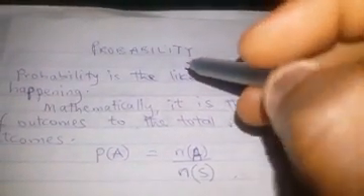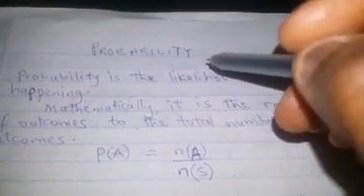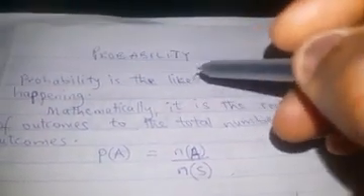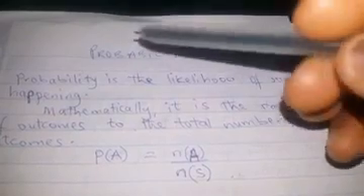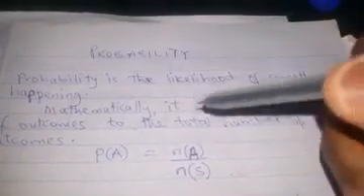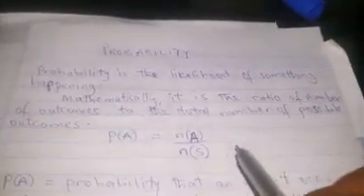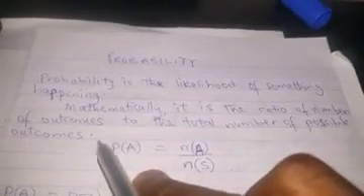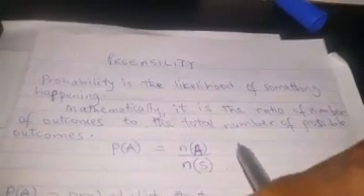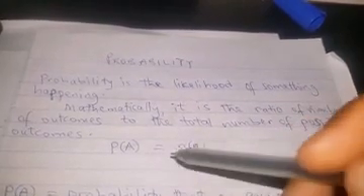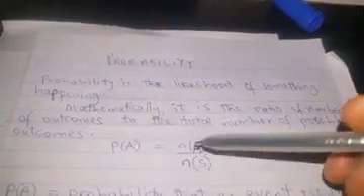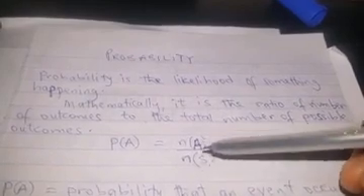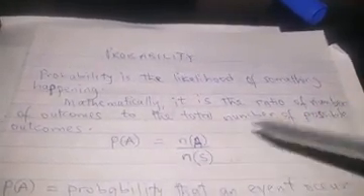In this very video, we are going to be looking at probability in preparation towards your WAEC exams. Probability is the likelihood of something happening. That's the chance something is going to happen. But mathematically, probability is the ratio of the number of outcomes to the total number of possible outcomes. So, probability of an event is equal to the number of outcomes of the event all over the total number of possible outcomes.